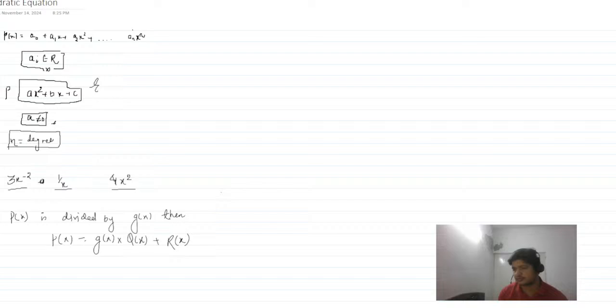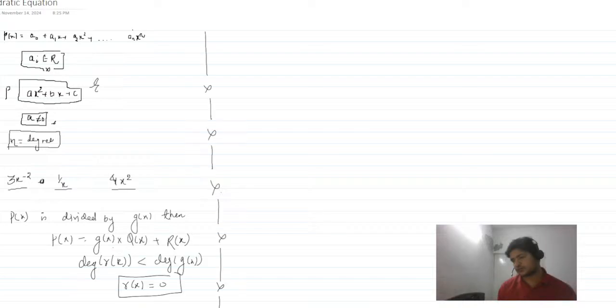Make a note of this one, the Euclid division lemma, because this condition is very helpful for you to solve so many questions. So make a note of these two. This will help you to understand the concept of binomial also. There are so many questions coming in binomial that you can also do with this concept, right?